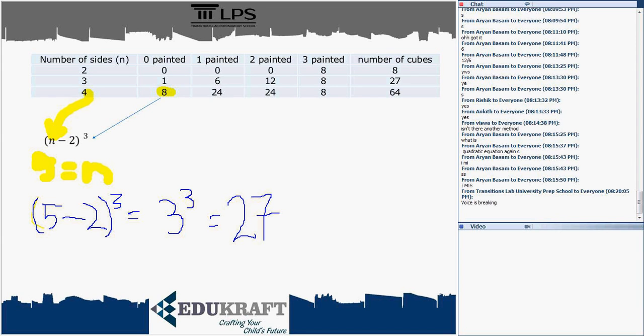I am simply using the formula. For any cube of any side, this general expression would have worked in that situation.